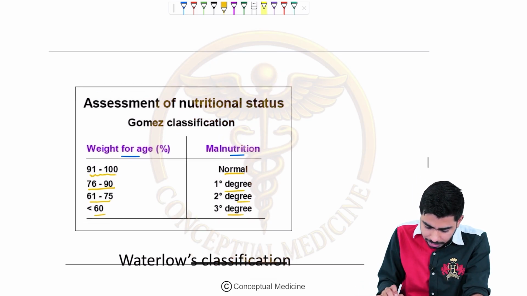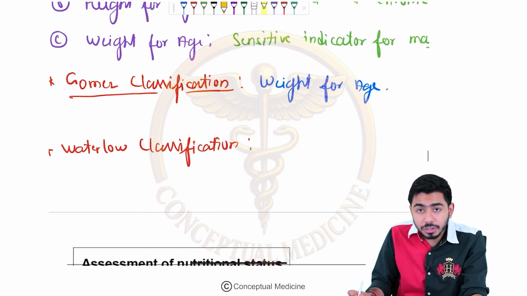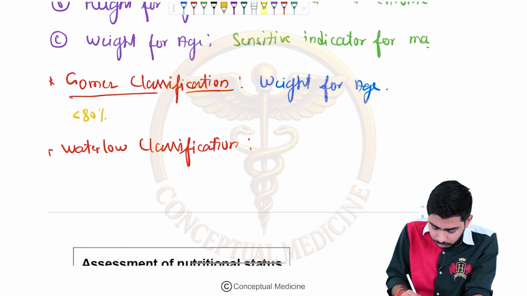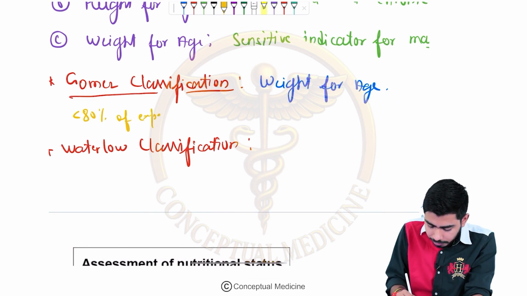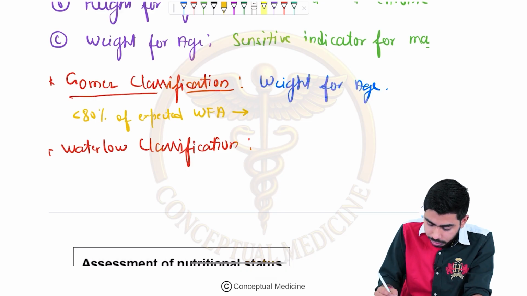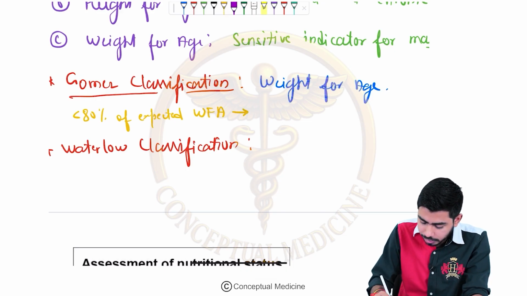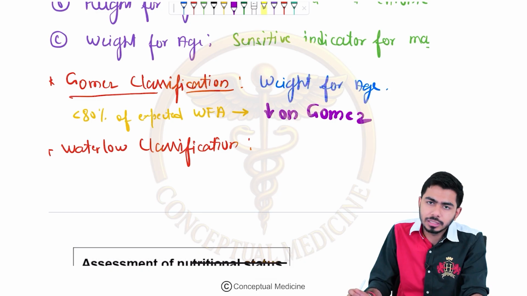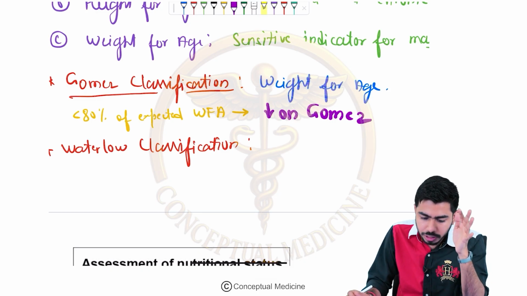So if it is less than 80% of the expected weight for age, in those cases we say it is low according to the Gomez classification. That we need to understand over here.